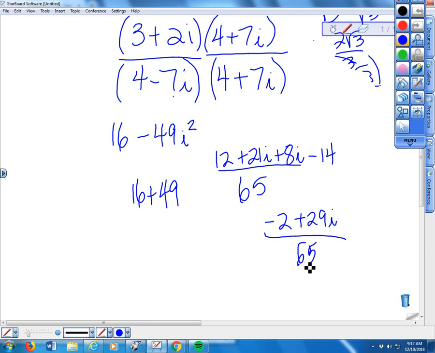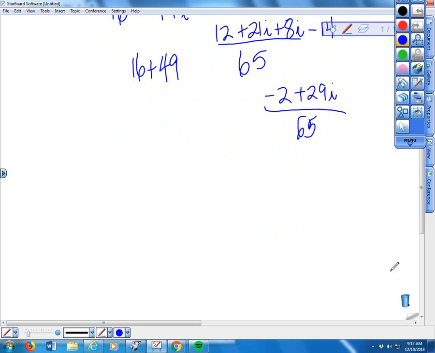65. Okay? Now, the final step here, to technically get this whole problem right, you must write it in the complex form, which is the real piece and the imaginary piece. The real piece, right? The imaginary piece, and my i goes next. So you can't put it together, you have to separate? Mm-hmm.